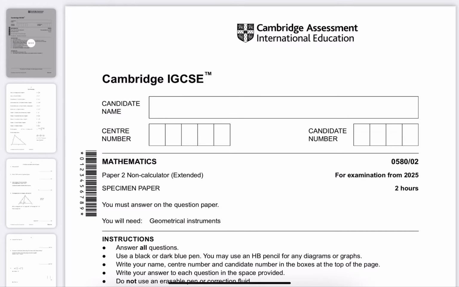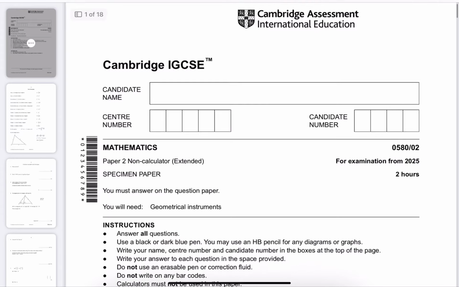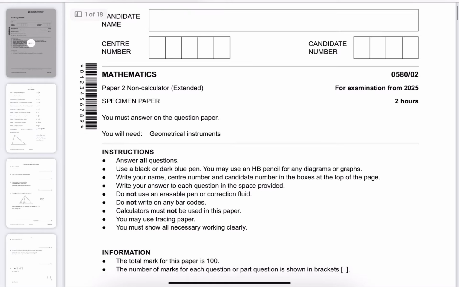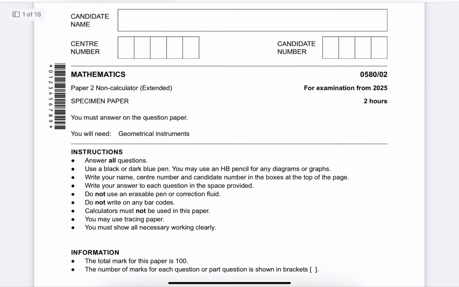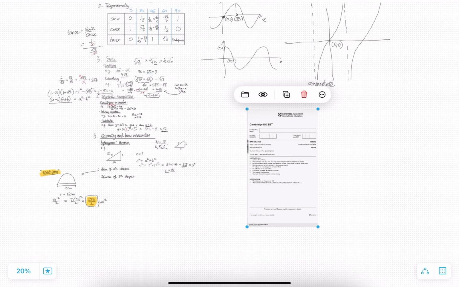And today I'll be working through the specimen paper for 2025 exams. This is non-calculator and this will be split into 3 parts. And this is the first part. So please stay tuned for the rest. So let's get right into it.